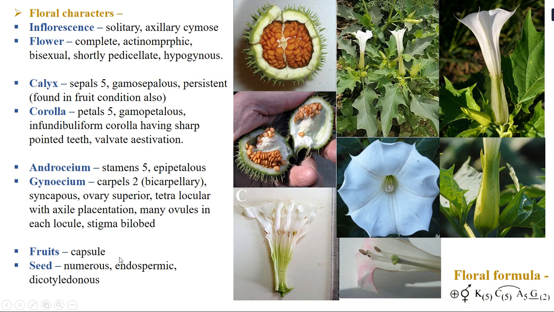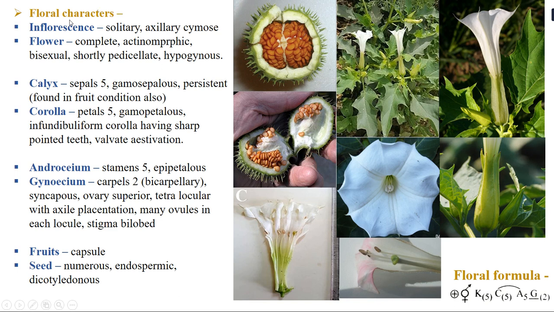And the stigma is bilobed. Now what do you mean by a bilobed stigma? If you look at this picture, you can see 2 lobes. Correct? This is a stigma which is showing the first and the second lobe. So this is a bilobed stigma. Fruits are capsules. This type of fruit is called a capsule. And the seeds are numerous. As you can see, there are numerous seeds, endospermic dicotyledonous.